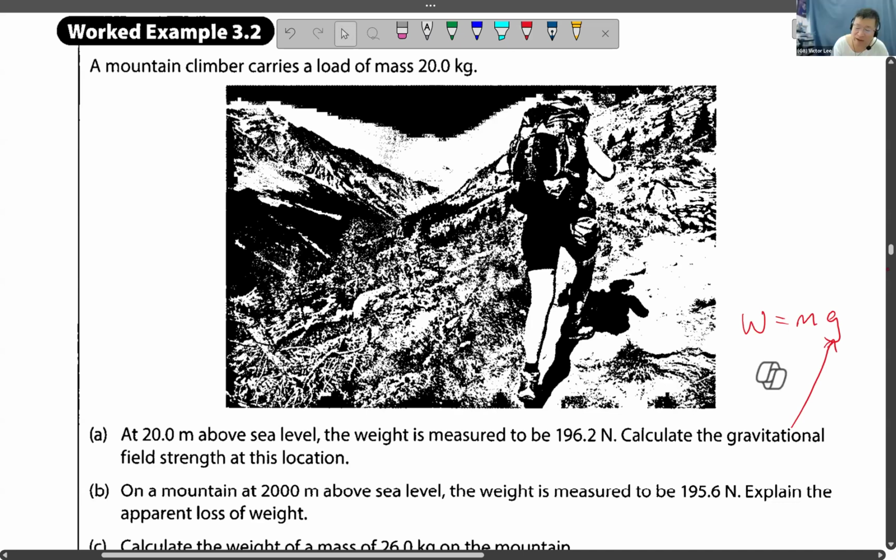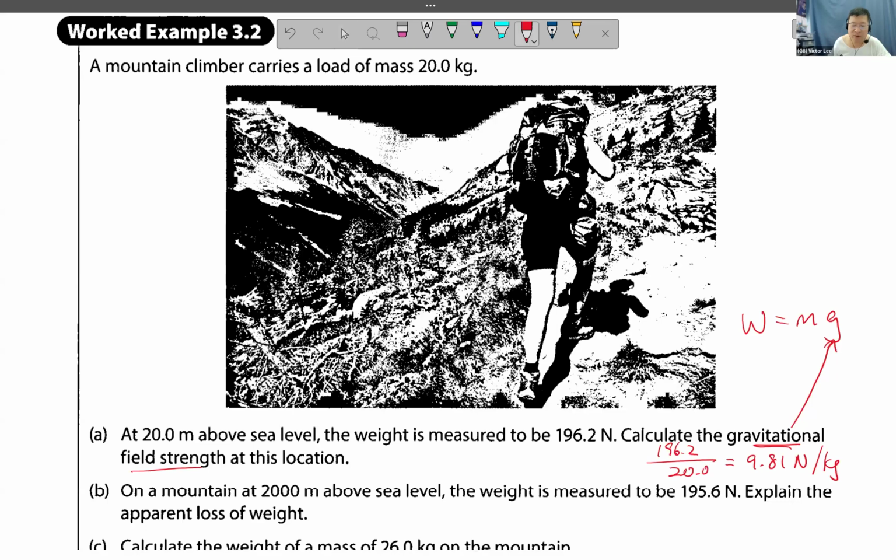So you can take 196.2 over 20.0. And that is my gravitational field strength. 196.2 divided by 20. The answer is 9.81 Newton per kg. Remember the unit. Gravitational field strength is Newton per kg.